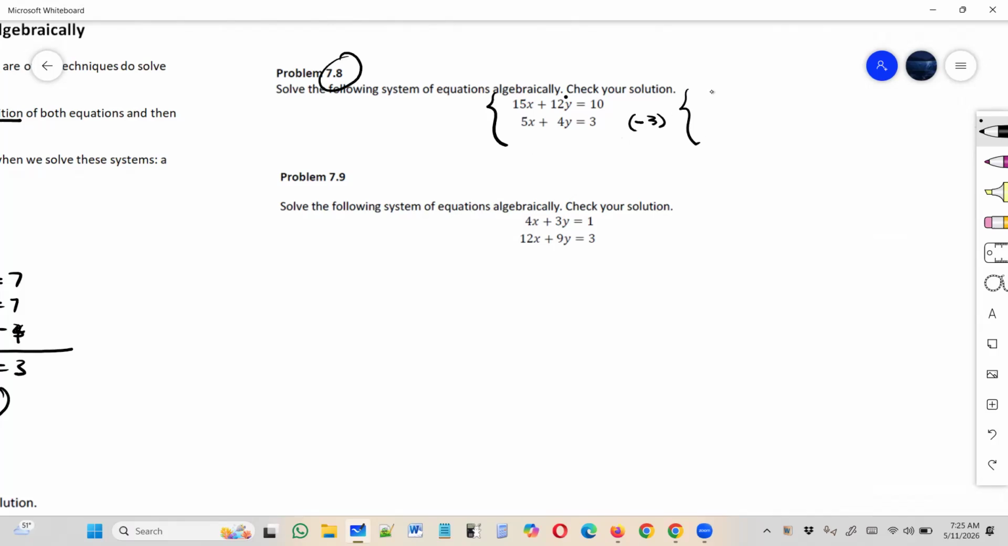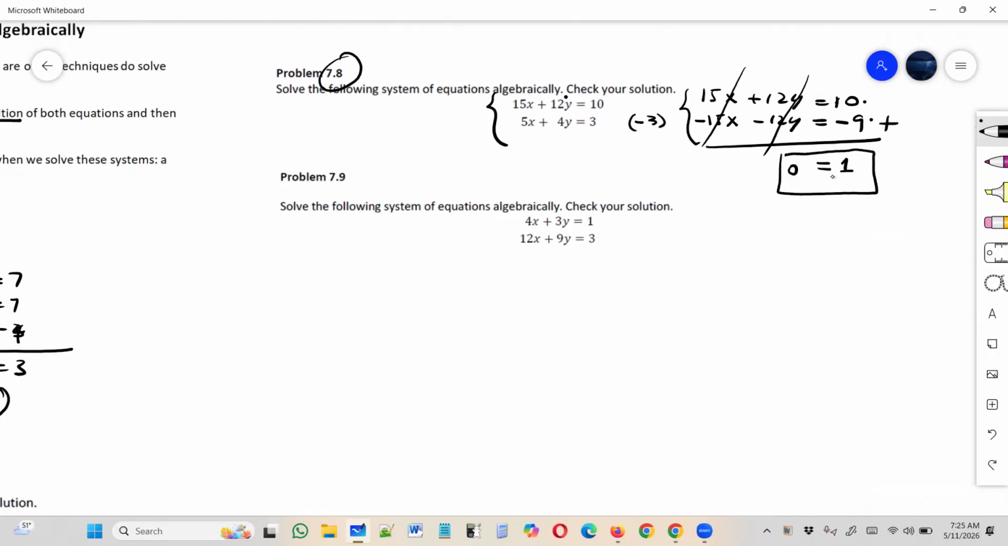Now look what I'm going to get. Don't change the first equation, but the second equation becomes 5 times -3, -15. 4y times -3, -12y. And 3 times -3, -9. Now I can add them. But when I add them, the x's cancel, which is great, but the y's also cancel. So on the left side of the equation, I end up with 0. And I have 10 minus 9, which is 1.